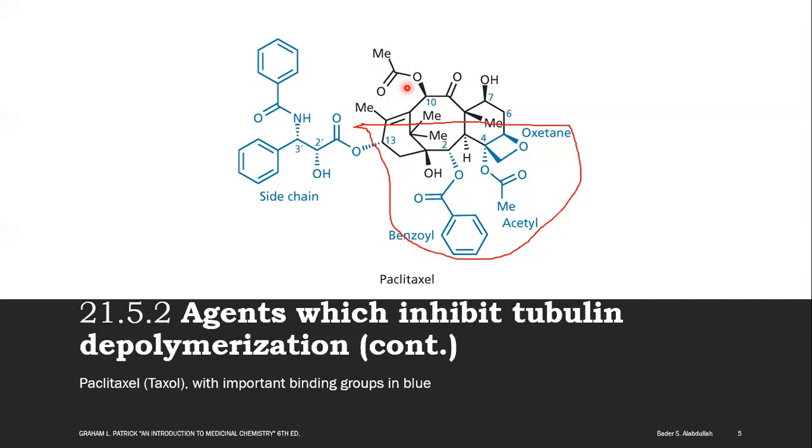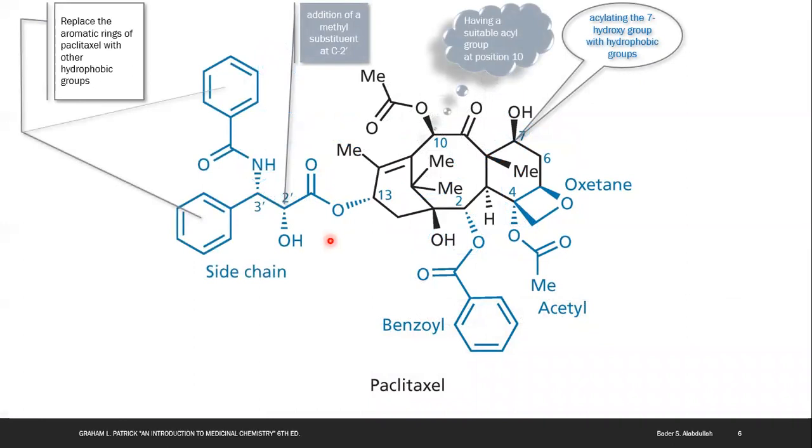They found that if you change the acetyl group at carbon number 10, if you put a hydrophobic group on this hydroxyl, that will give you better agents, as you can see here. So replacing the aromatic rings of paclitaxel with other hydrophobic groups improves activity. The addition of a methyl substituent at the 2' carbon will prevent the rotation of the 2', 3' ring.